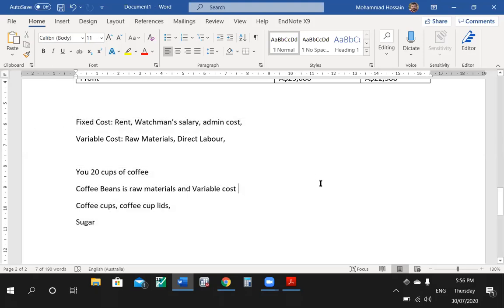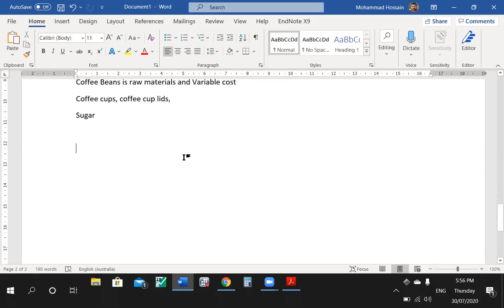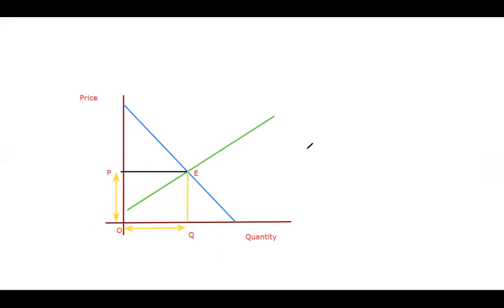Now let me draw these things and make it easier for you guys to understand how it looks like. It's very simple, very simple. You guys will like it. Okay, so it's price and quantity, right? Now let me draw a line here, and I want to make it a different color. Let's say I take a pink color.